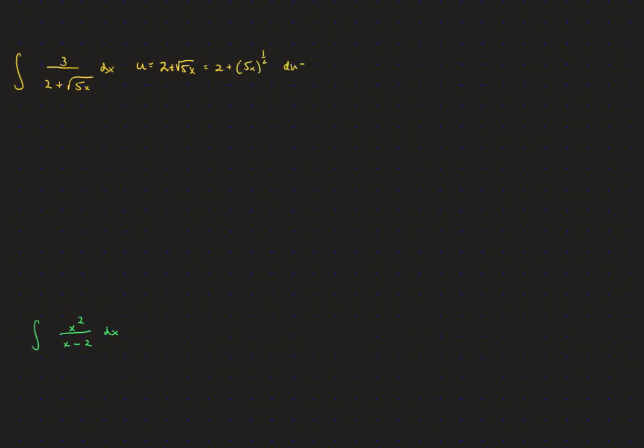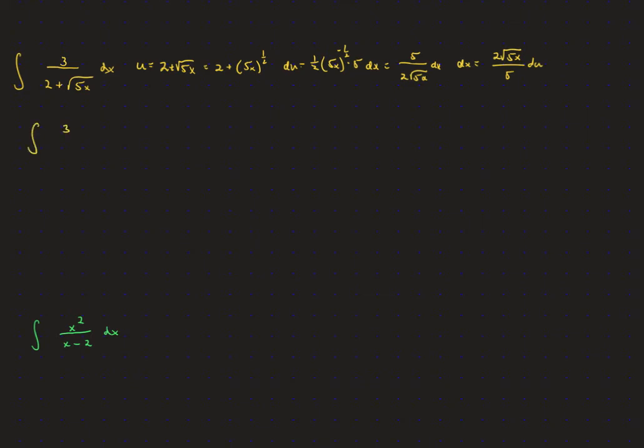So du is going to be a chain rule derivative. That's going to be 1/2 times 5x to the negative 1/2 times the derivative of the inside function. So that we can write as 5 over 2 square root of 5x. There's our dx. So that means dx is going to be 2 square root of 5x all over 5 du. Looking pretty messy so far.